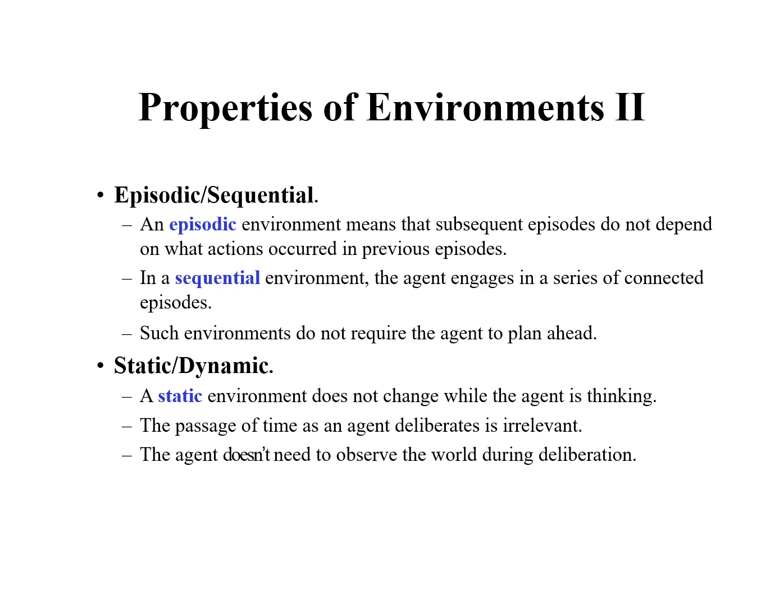Next point is static or dynamic. A static environment does not change while the agent is thinking. The passage of time as an agent deliberates is irrelevant. The agent does not need to observe the world during the deliberation. The agent doesn't require to observe the environment, how it changes, what will happen, or something like that.